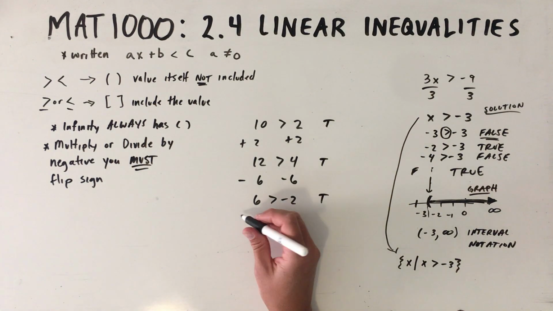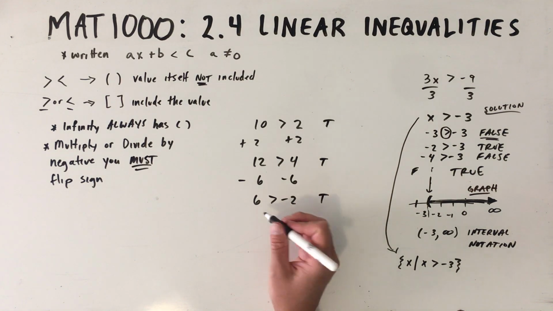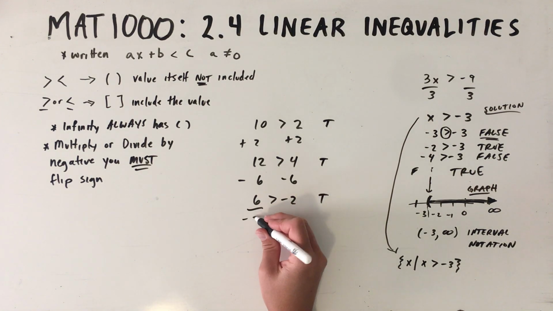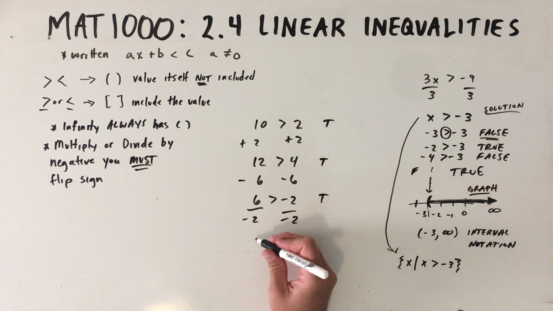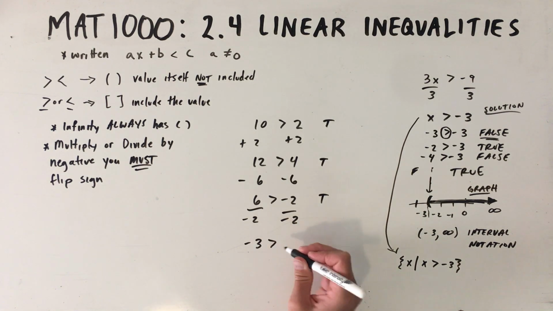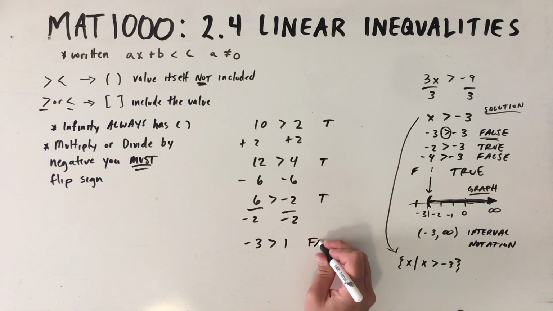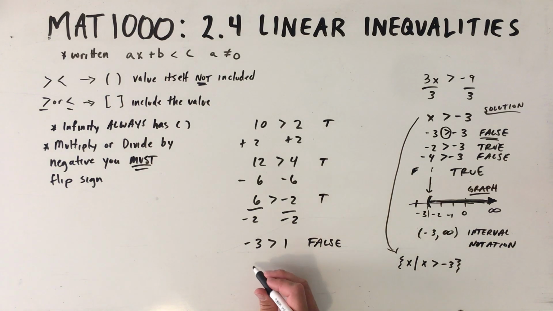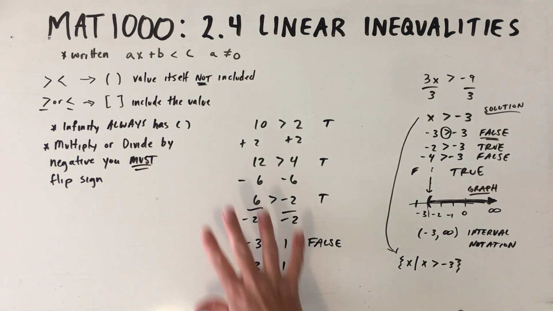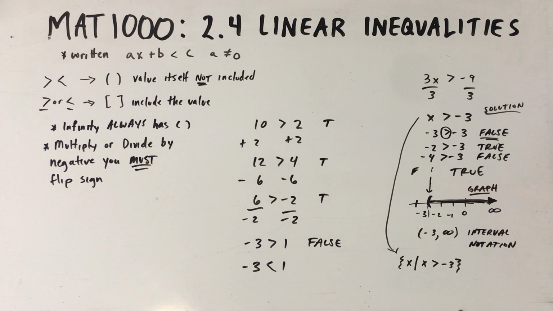But the second that I go and multiply or divide by a negative, so now I'm going to divide by a -2, then I'm going to get negative 3 is greater than 1. This is a false statement. So again, to keep the integrity of that statement, I have to flip my sign. Now this isn't intuitive or easy to see when you're working with a variable, so that's why I showed you with constants here how this is true.